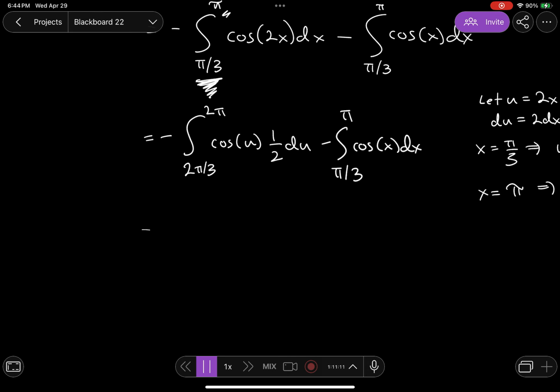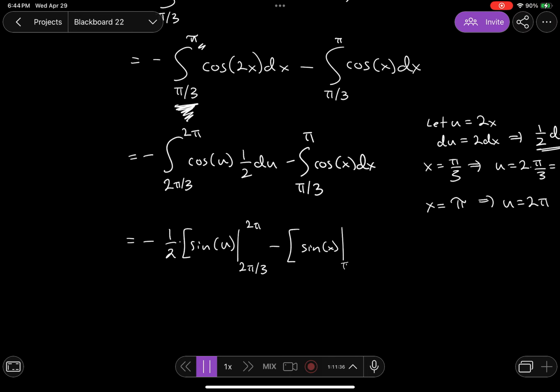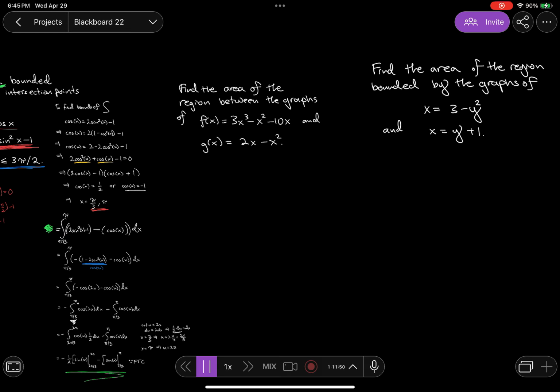All right, that is the same thing as the negative 1/2 of the sine of u from 2 pi thirds to 2 pi, minus, we have the sine of x evaluated from pi thirds to pi. Okay, and you would plug this into a calculator. Of course, I almost forgot. That was because of the fundamental theorem of calculus. Skipped a ton of work taking the limit of that Riemann sum.